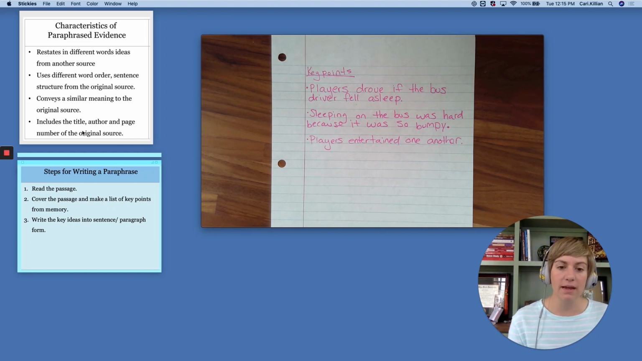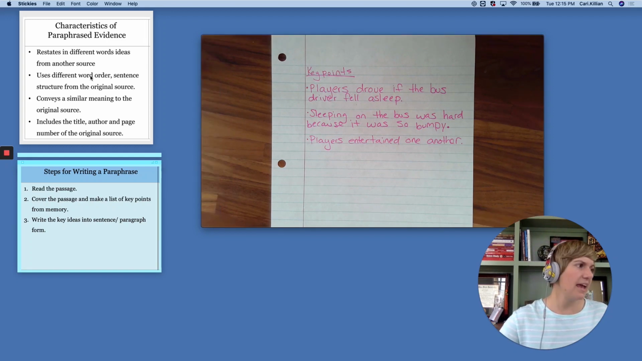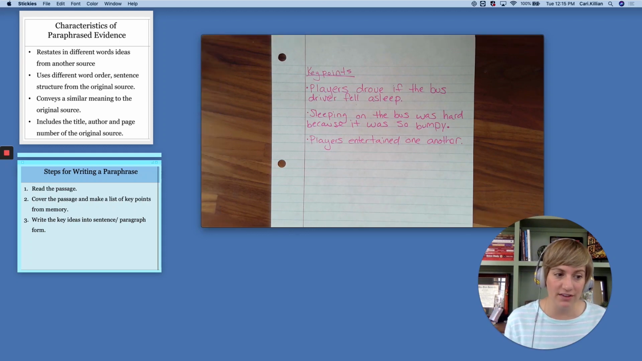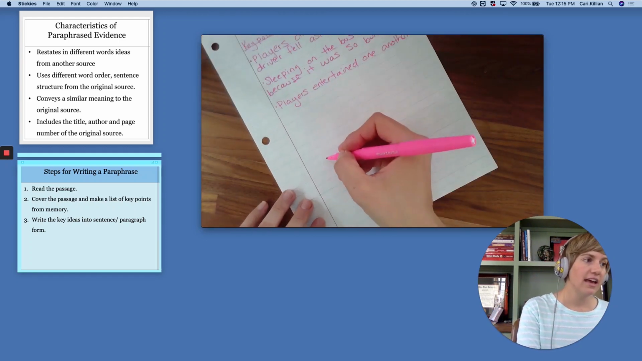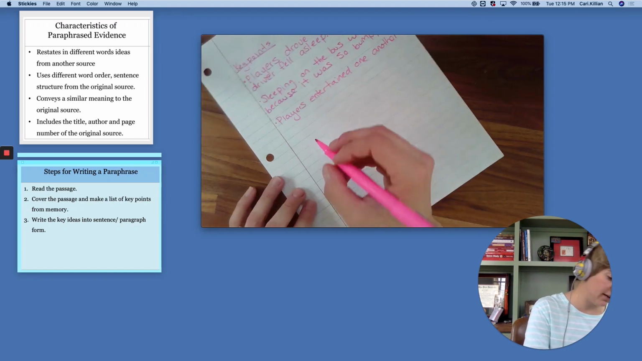I also want to make sure that I'm really thinking through these other key points. Am I restating in different words? Am I using different word order or sentence structure? And am I conveying a similar meaning to that original text excerpt that we read highlighted on page 23? Okay, so let me do this now, and you can watch as I write my paraphrase.